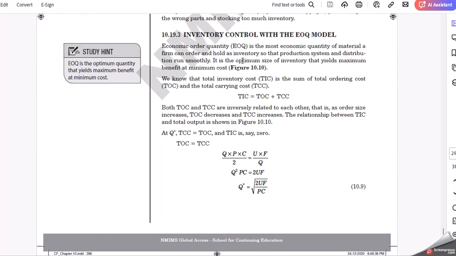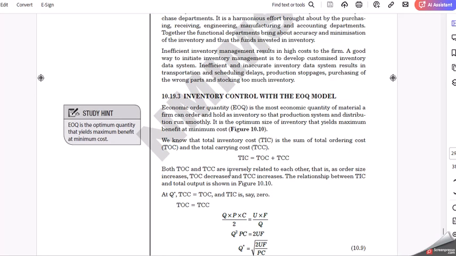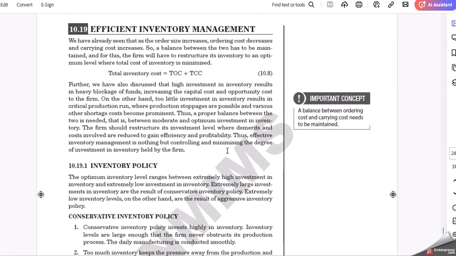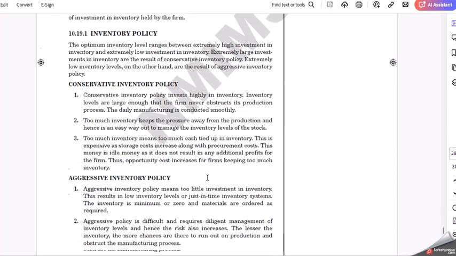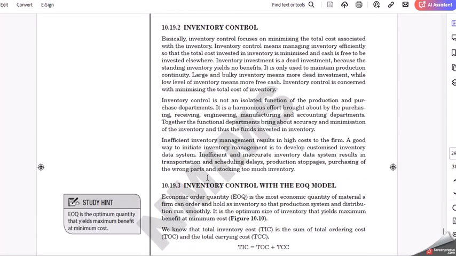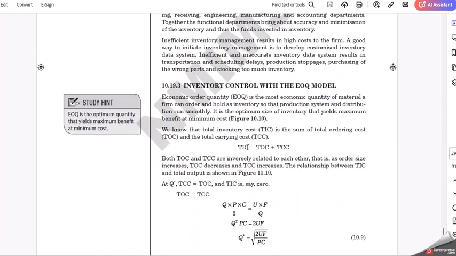Inventory control with the EOQ model. I think you can use this for the solution. Here comes the total inventory cost, TOC plus TCC. Then you have to identify what is the TOC and what is TCC. So for each, you have to understand the formulas.